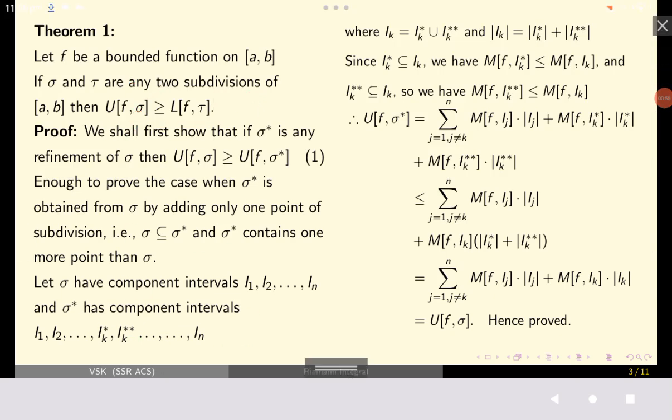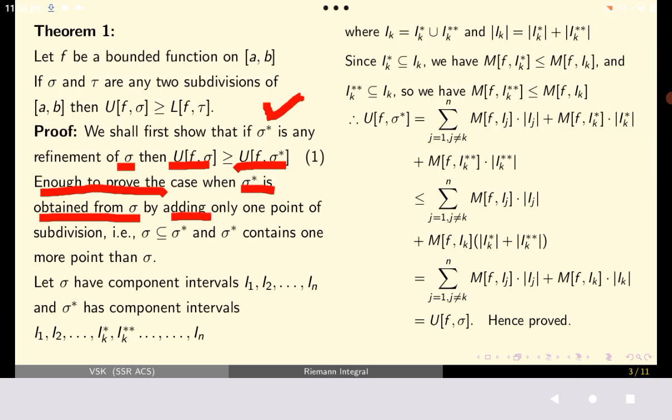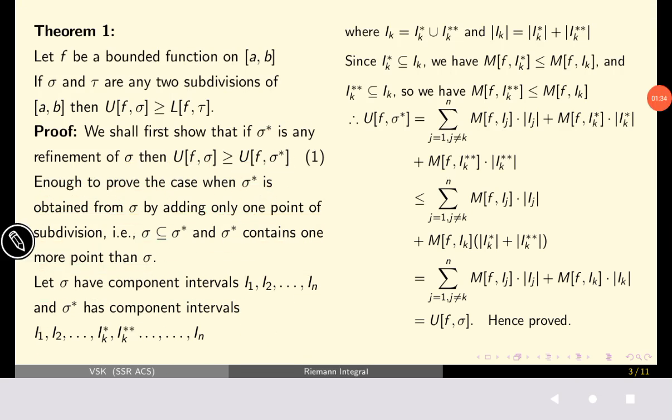So let us start the proof. We shall first prove that if sigma star is any refinement of sigma, we know what is meant by refinement, then the upper sum of f with respect to sigma is always greater than or equal to the upper sum with respect to its refinement. Now, it is enough to prove the case when sigma star, that is the refinement, is obtained from sigma by adding only one point of subdivision. That is, sigma is contained in sigma star, and sigma star contains only one more point than sigma. Okay, so let us proceed.